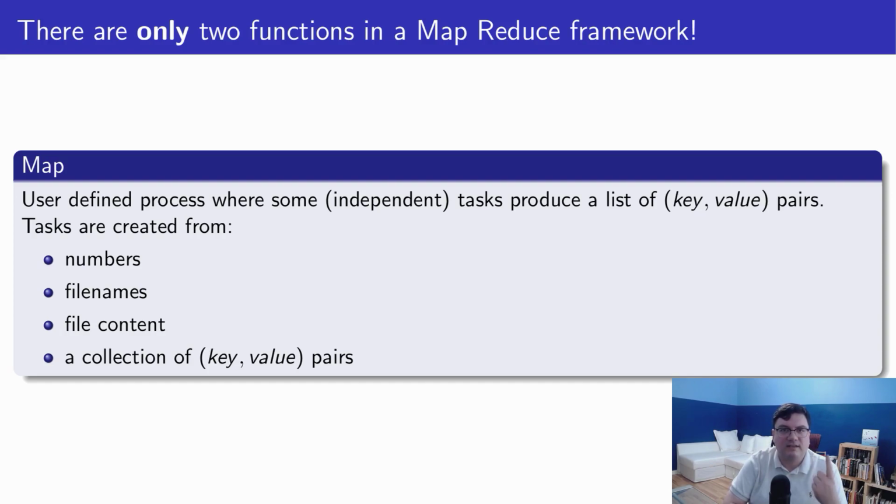The first one is map. It is a process where independent tasks execute a user-defined function to create key-value pairs. The tasks can be defined in many ways. They can be defined out of numbers from 0 to n. They can be defined based on file names or content of these files, or they can be defined out of an existing collection of key-value pairs.